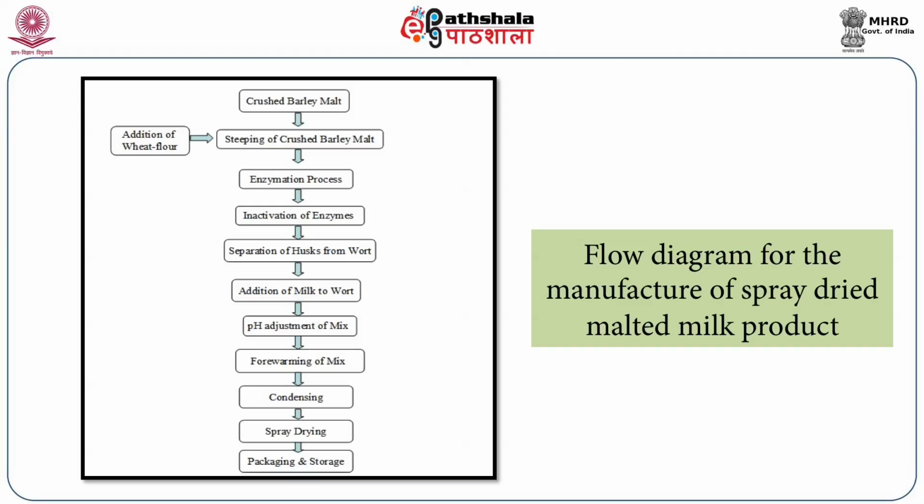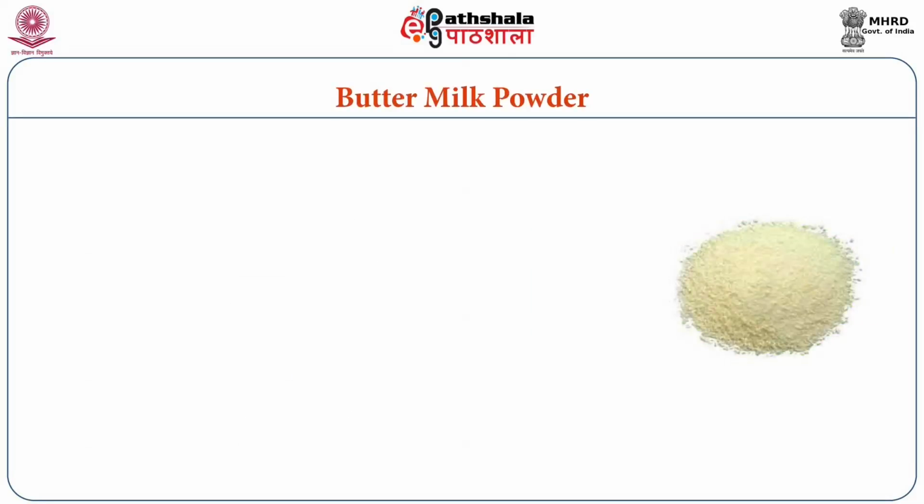The wort is then added with milk. After mixing wort with milk, the pH is adjusted to 7.0. The pH adjusted mix is then forewarmed and then it is condensed under vacuum. This condensed wort milk mixture is then subsequently spray dried, and this spray dried malted milk powder is subsequently packed and stored. Another dried milk powder is buttermilk powder.